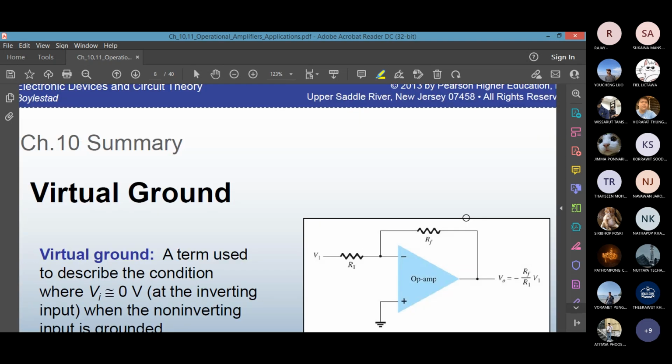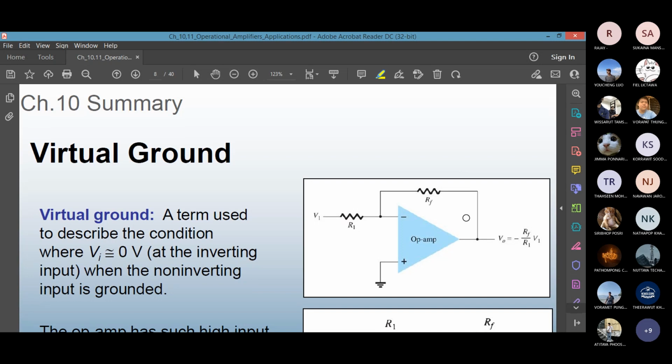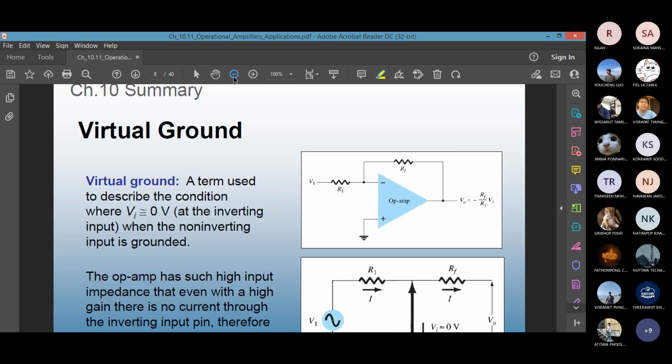Then this is an interesting concept of virtual ground. In the topic of op-amp, we use a term called virtual ground. It is used to describe the condition where the input voltage, VI, it's not V1, remember VI is here, V and then I. At the inverting input, the voltage is 0, describing a condition where the voltage is 0 at the inverting input when the non-inverting input is grounded.